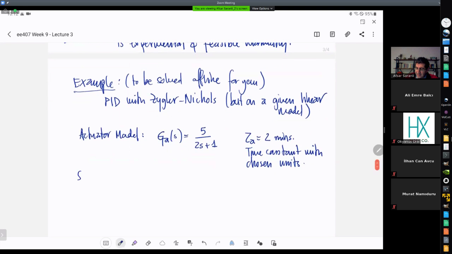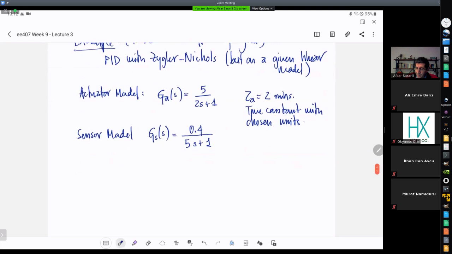Let's also define a sensor model. Let's call this GS(s), and that is equal to 0.4/(5s+1). So if this is 2 minutes, the other one is 5 minutes, okay? Also a process model, okay? So GP(s) is equal to 2/(s+1).